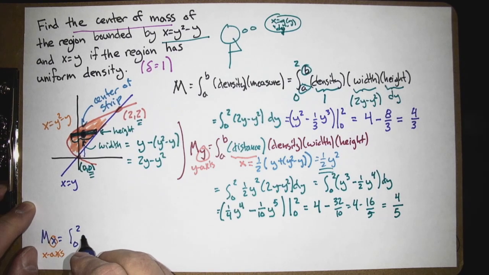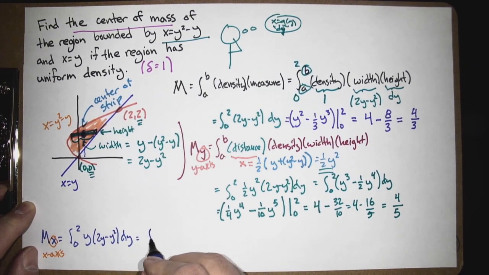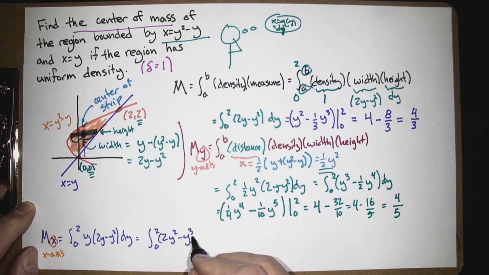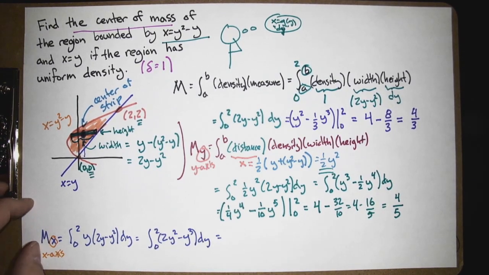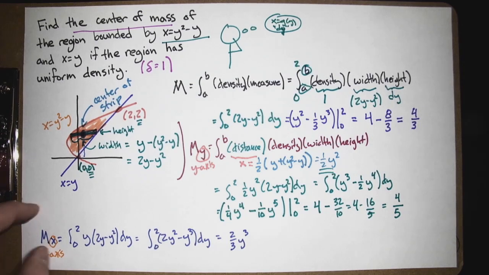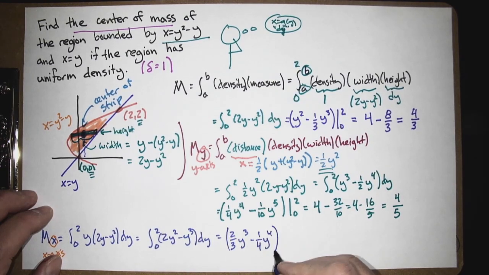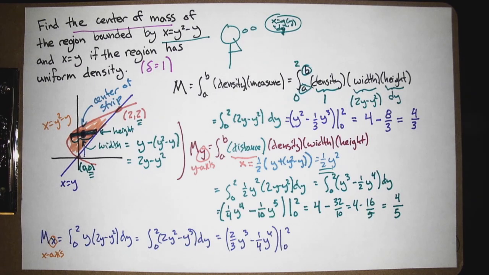So it's 0 to 2. Put in y for the distance. Everything else stays the same. All right. Distribute. We get 2y squared minus y cubed. What's the integral of 2y squared? 2/3 y cubed. What's the integral of y cubed? 1/4 y to the 4th. And then we're going to evaluate from 0 to 2. When we plug in 0, we get 0. Plug in 2. 2/3 times 2 cubed.